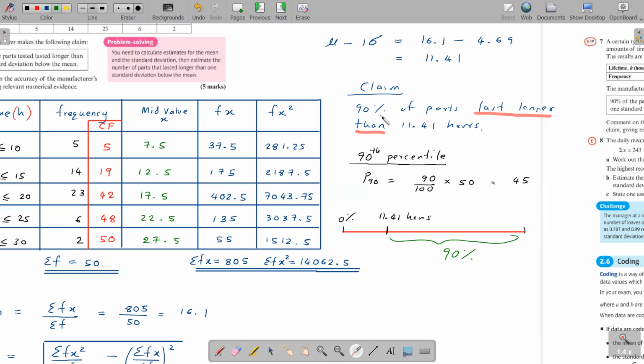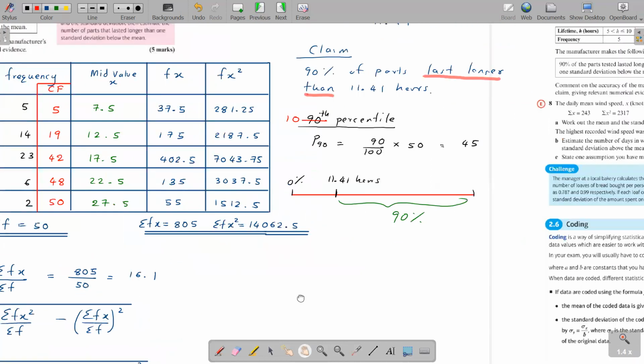So we have to check whether this claim is correct. One way of doing this would be not to find the 90th percentile, but to find the 10th percentile. 10th percentile means you get 10% of the data set, and you can see whether the 10th percentile is 11.41 or not. Shall we check on that? So let's check the 10th percentile.